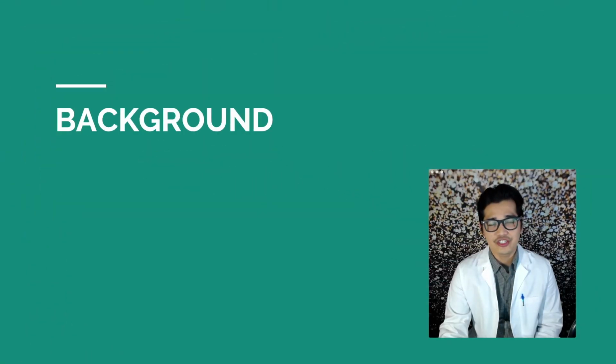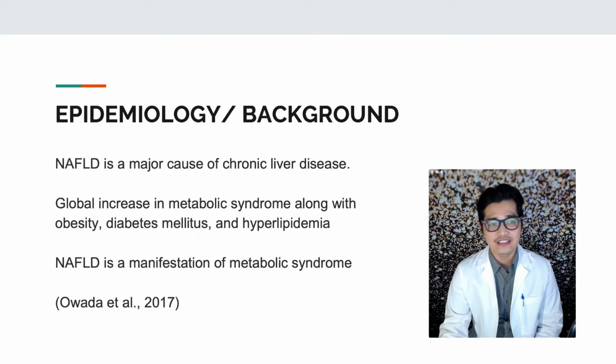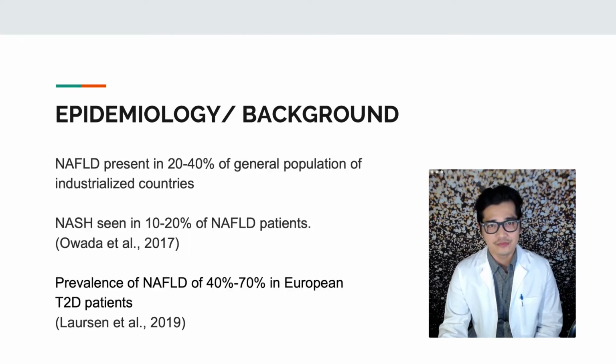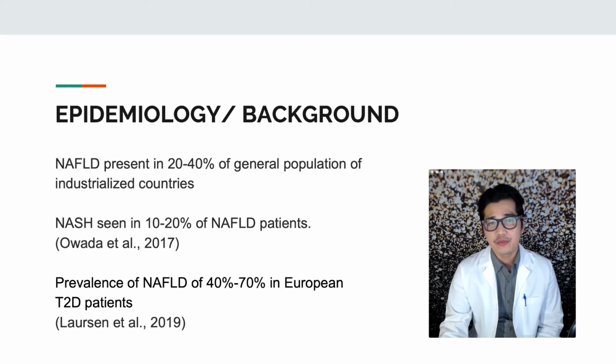Some background information on NASH and NAFLD. NAFLD is a major cause of chronic liver disease. Global increase in metabolic syndrome, along with obesity, diabetes, and hyperlipidemia, have also led to the increase in NAFLD rates. NAFLD is said to be a manifestation of metabolic syndrome. NAFLD is present in 20 to 40% of the general population in industrialized countries. Of these patients that have NAFLD, 10 to 20% of them have NASH. In European patients with type 2 diabetes, the prevalence of NAFLD is about 40 to 70%.